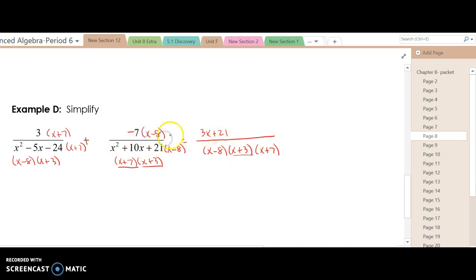So now, negative 7 times x is minus 7x. Negative 7 times negative 8 is plus 56. Now I can combine like terms. 3x, negative 7x, 21, 56. So right away, it's going to give me negative 4x, and then 21 plus 56 is plus 77, all over x minus 8, x plus 3, x plus 7.